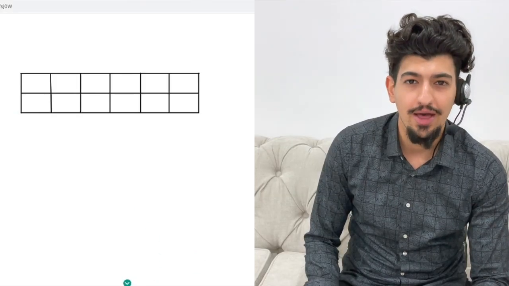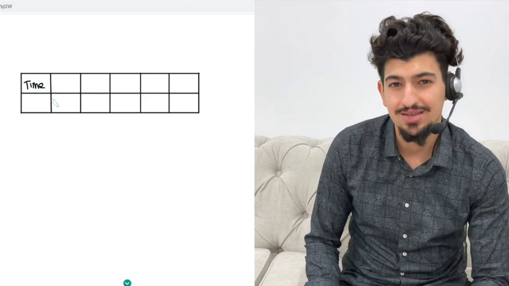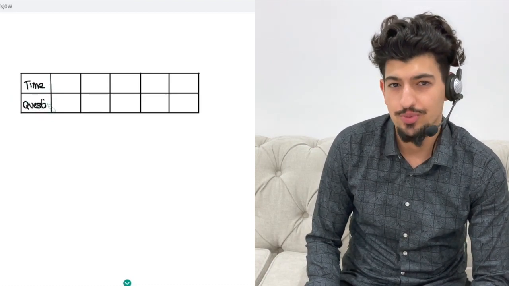While the teacher's going around checking student IDs, what I'd like you to do is in the corner of the page, draw a 6x2 grid where the top row is going to represent time and the bottom row is going to represent the question number.